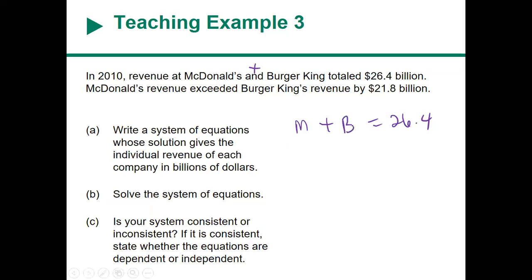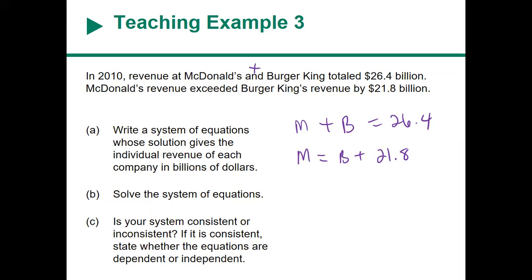Is that better? Okay. It says McDonald's revenue exceeds Burger King's, so McDonald's exceeds Burger King by 21.8. It's not like I haven't written this three times before in my life. There we go. So now, could I find the solution to the system?